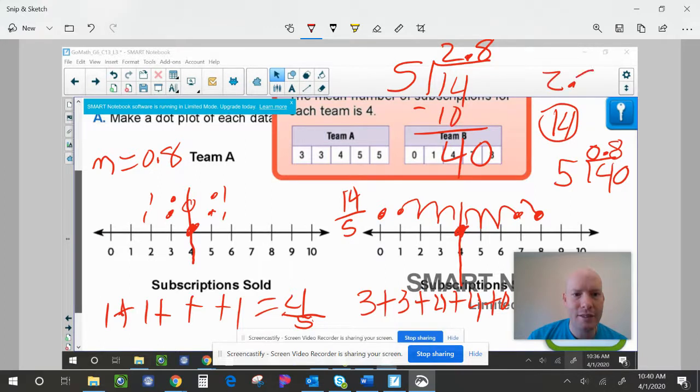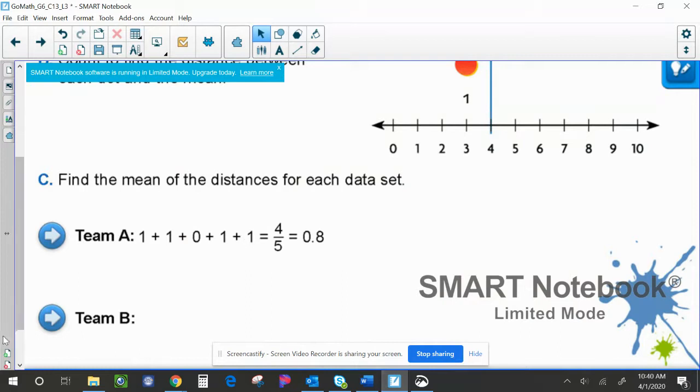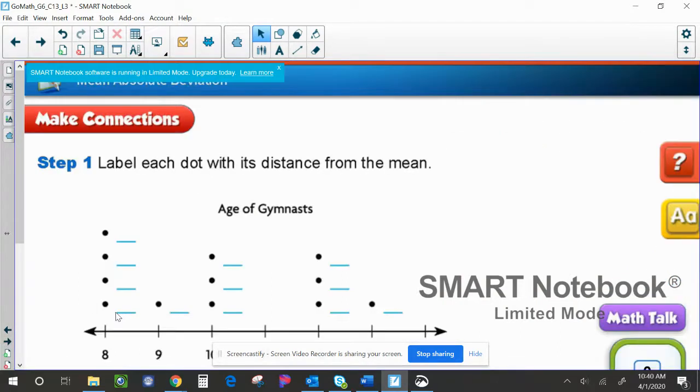And sorry about all my scribbles. Okay, so I know that set B is 2.8. Set A is 0.8, or let's be more mathematical, 2 and 8 tenths, and this one is just 8 tenths. Okay, so we figured that out.